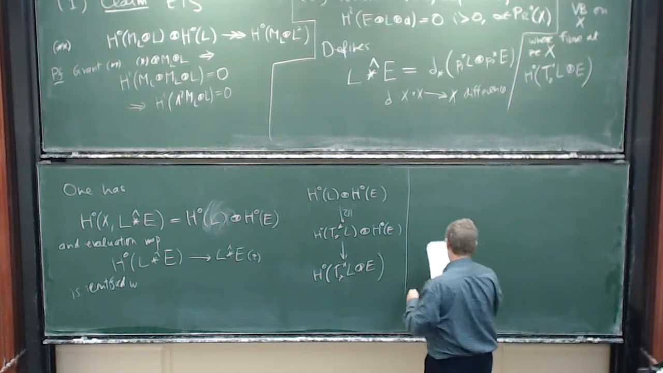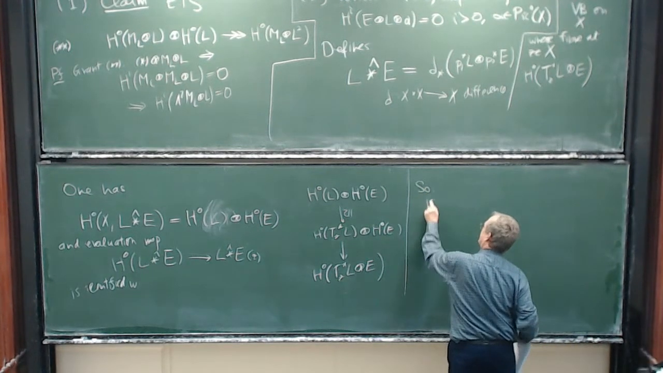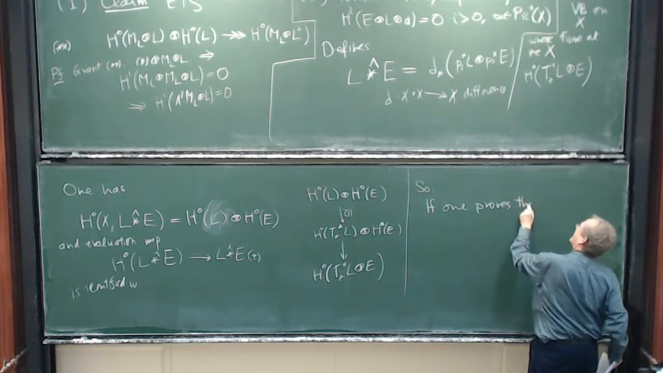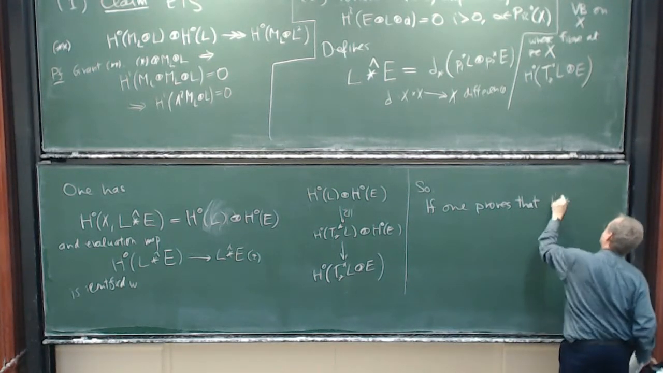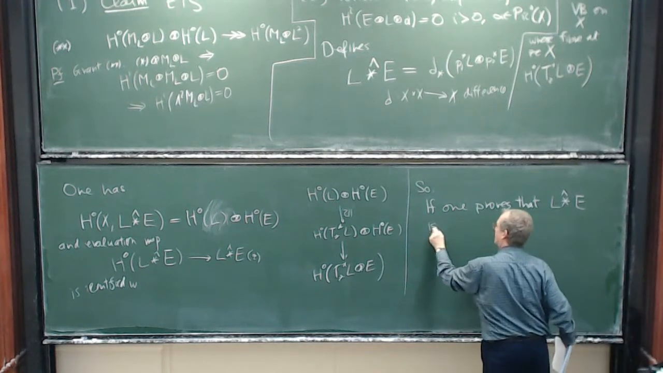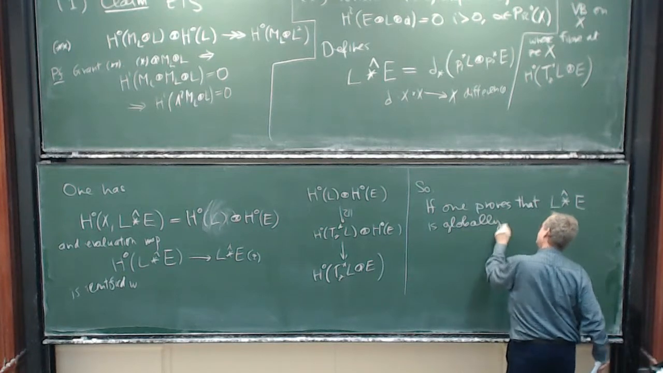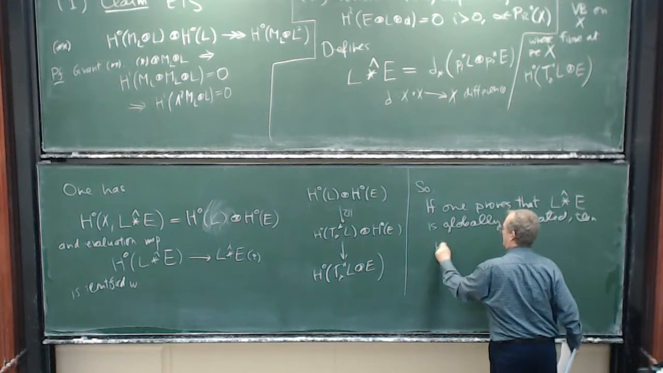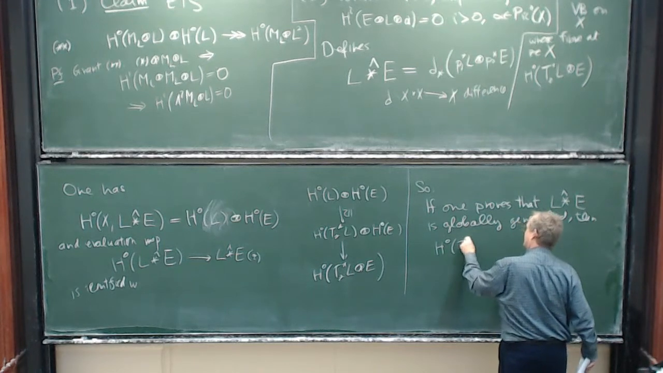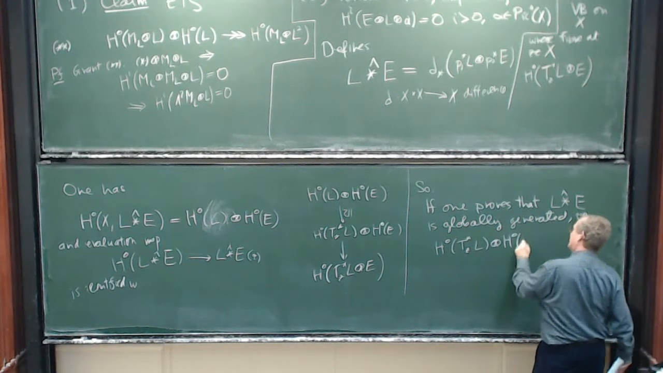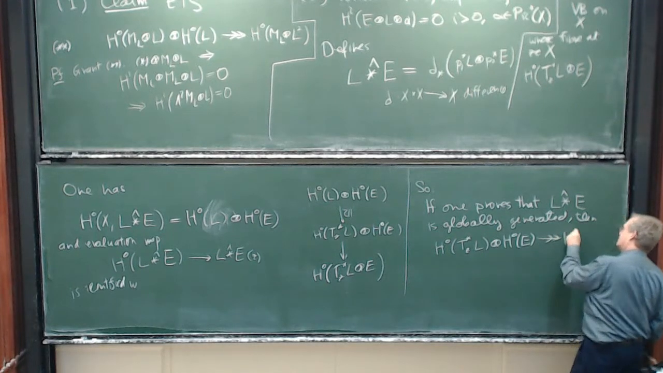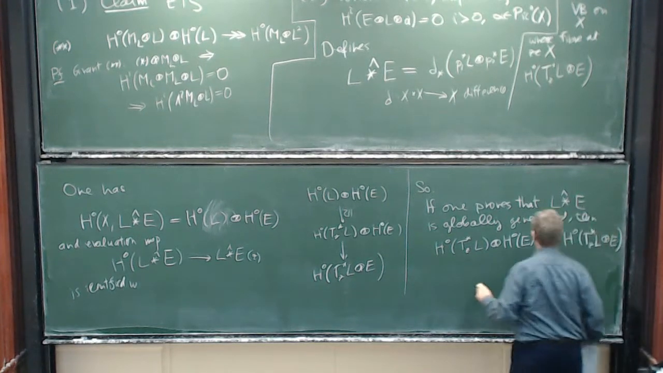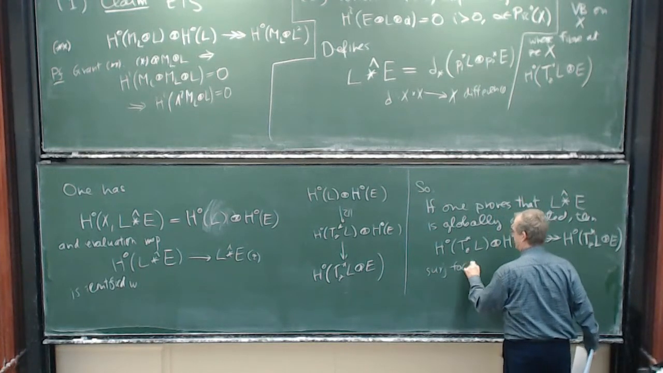So the upshot of this discussion is, if one proves that this vector bundle L star E is globally generated, then it follows that the maps H^0 of t_Z star L tensor H^0 of E, these multiplication maps on global sections, are surjective for all Z.